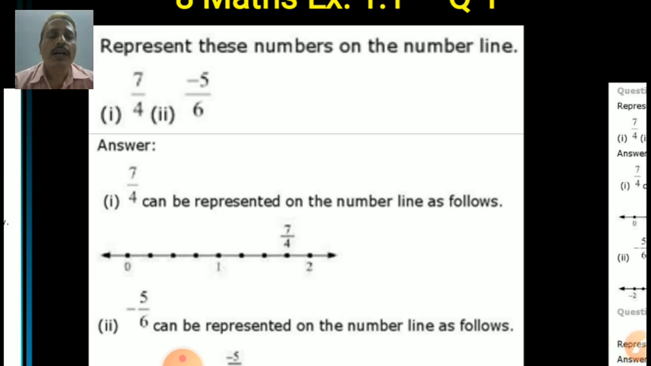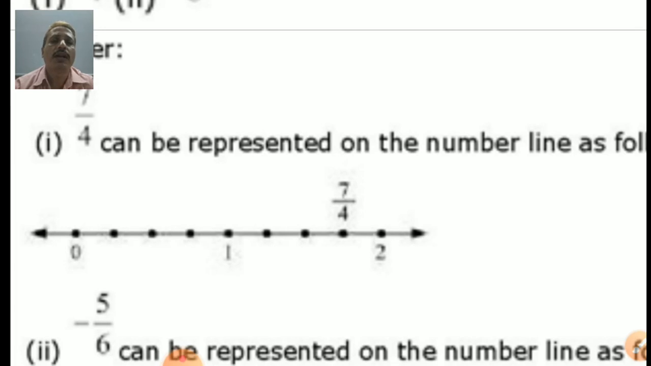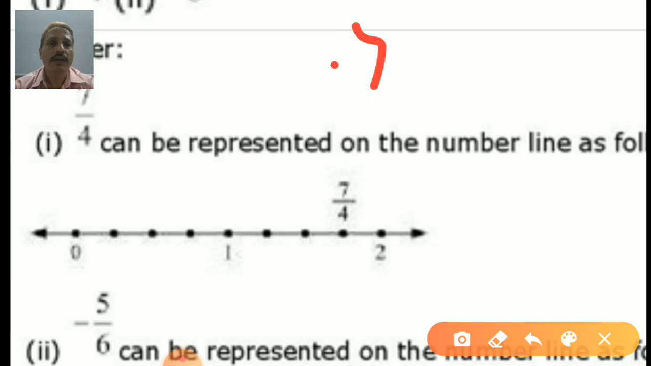So according to that, we first of all have to draw a number line. We know how to draw a number line. Yes, my dear students, here is the number line, which starts from 0, because we got a little idea that 7 upon 4 will lie between 1 and 2. So the number is here, 7 upon 4.